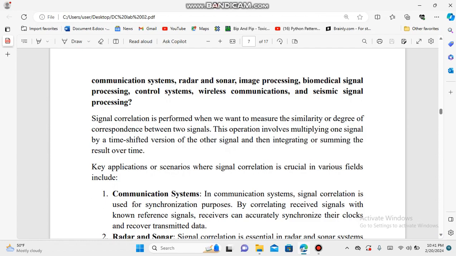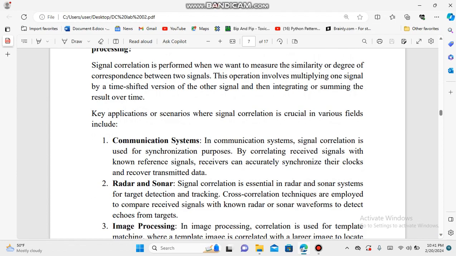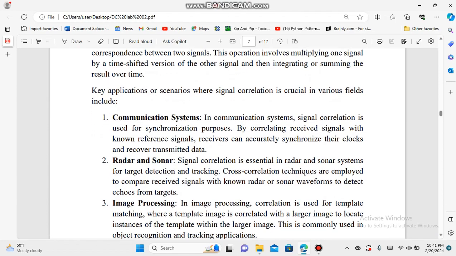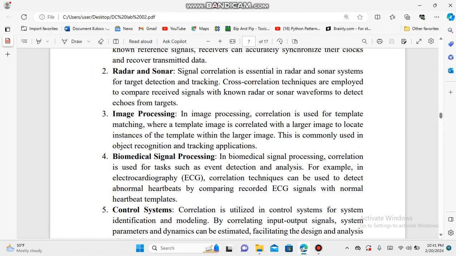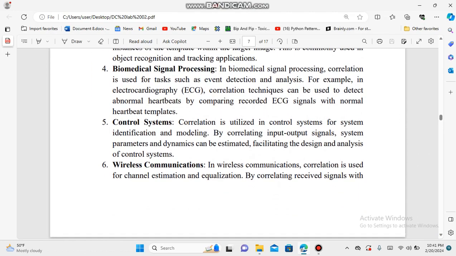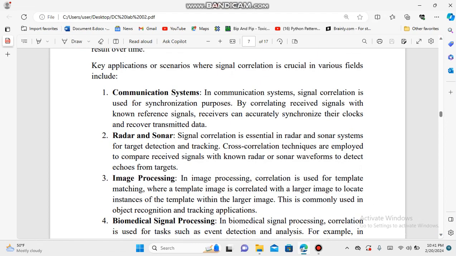Signal correlation is performed when we want to measure the similarity or degree of correspondence between two signals. This operation involves multiplying one signal by a time-shifted version of the other signal and then integrating or summing the result over time. The key applications are as follows. In communication systems, signal correlation is used for synchronization purposes.